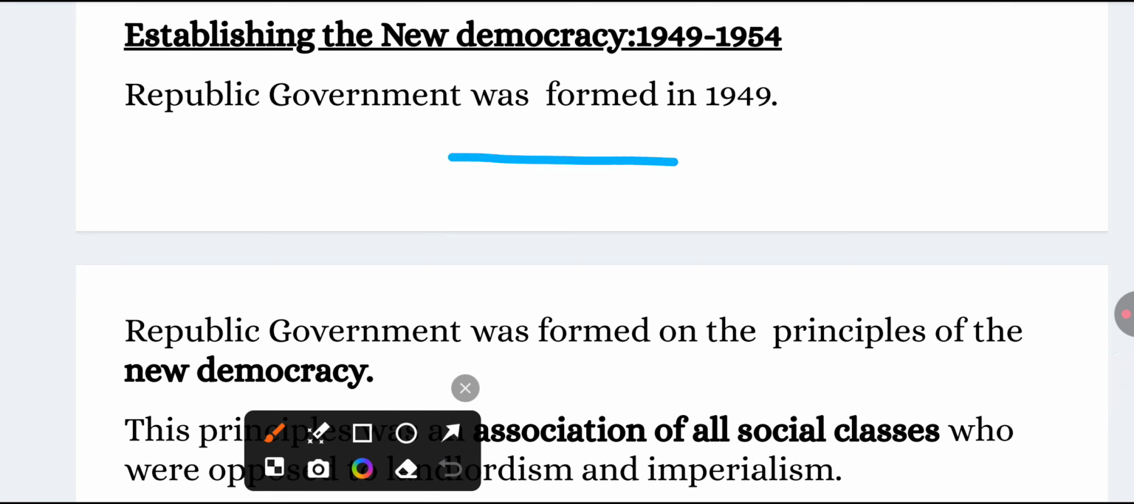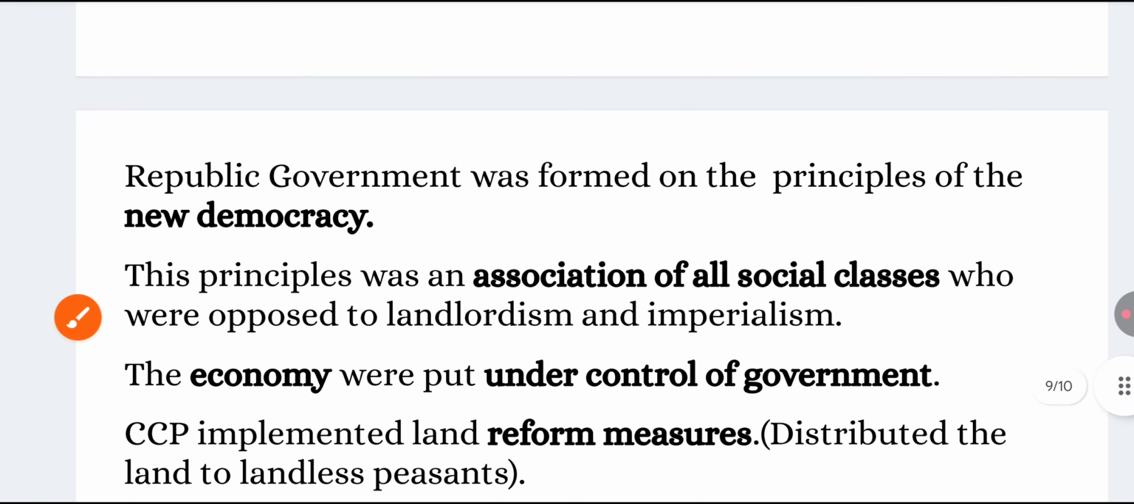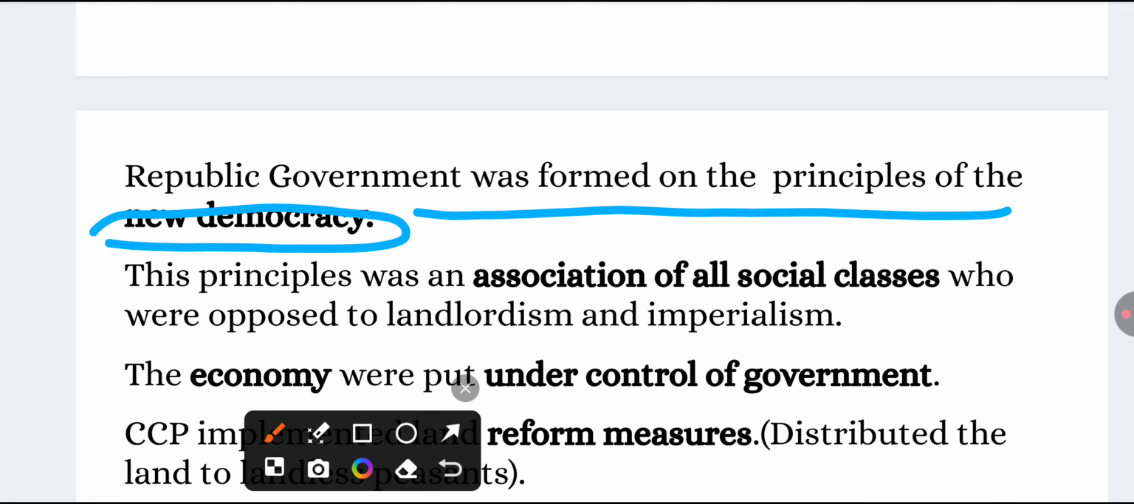In which year was the republic government formed? China transformed into a republic country. In 1949. The republic government was formed on the principles of new democracy. When was China converted into a republic country? 1949. The republic government was formed on principles of new democracy.